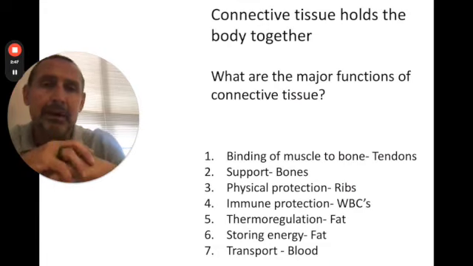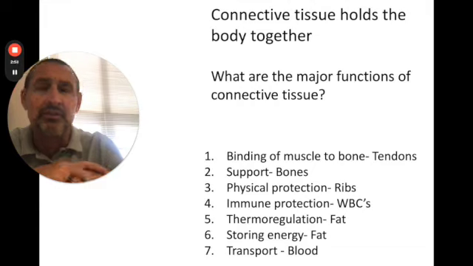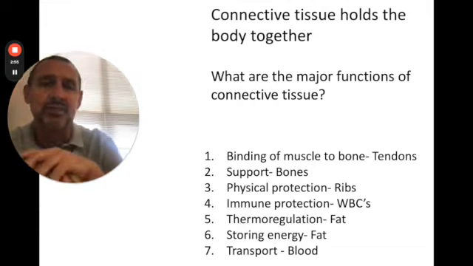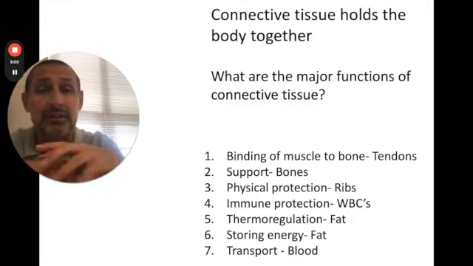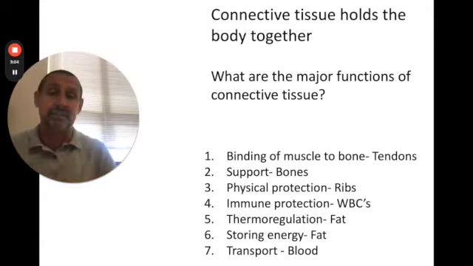This video is about tissues. We're going to start with connective tissue. In the previous video, we looked at epithelial tissue, but connective tissue does just what it sounds like. It connects and holds the body together. There are lots of functions for connective tissue because a lot of your body consists of connective tissue.